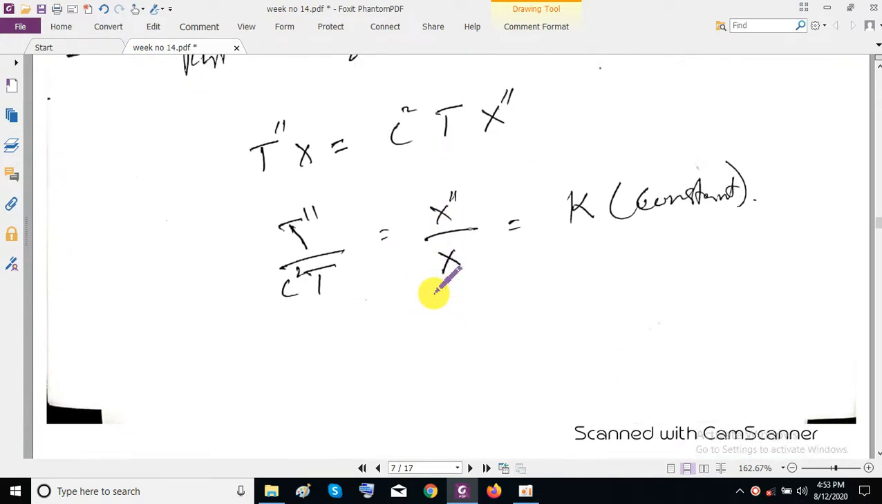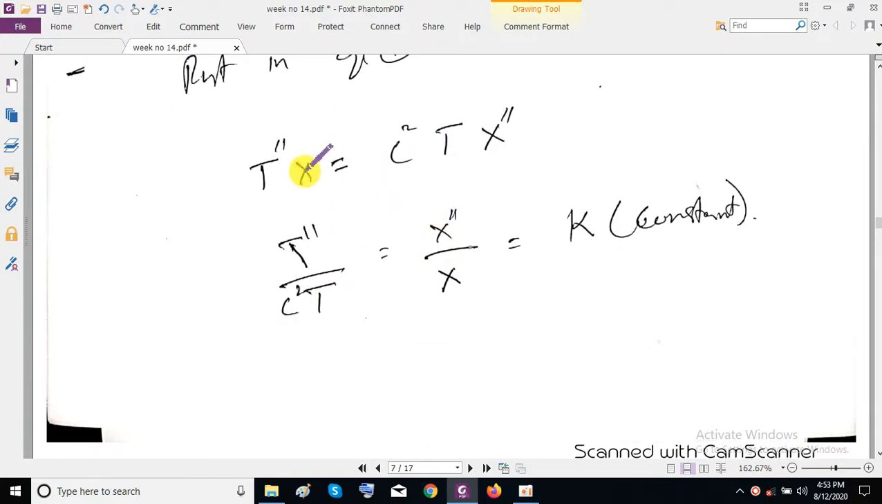Okay, now t और c square को इस साइड पर शिफ्ट किया, इस x को इस साइड पर शिफ्ट किया by variable separation. But now look at this one. Why we put this is equal to k? This is very interesting. Look at this side. This side is a function of t and this side is a function of x, because this x double derivative of x is also a function of x, and here the total term is a function of t. So this is not possible that the function of t is equal to the function of x.